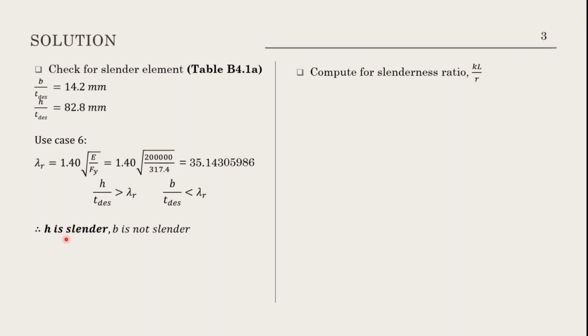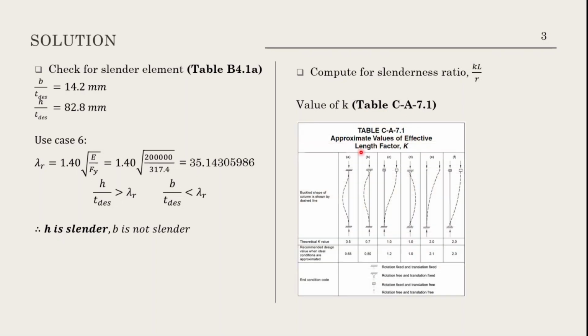Next, we compute the slenderness ratio in order to determine which axis the column will buckle about. In determining the slenderness ratio, we need the value of K. These are the effective length factors that can be found in table C-A-7.1. Okay, so this is the table.